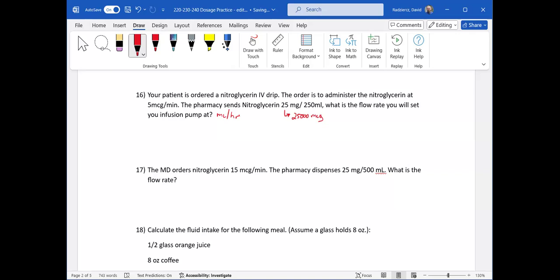I mean, you can't just do 5 divided by 25. You need to account for that 1,000 of that conversion, either dividing 5 by 1,000 or multiplying 25 by 1,000. You have to do one or the other. All right, so I'm going to rewrite this as 5 micrograms per minute. And then I'm going to convert micrograms per minute to milliliters per minute, and I'm going to do so by taking that 25,000 micrograms at 250 ml.